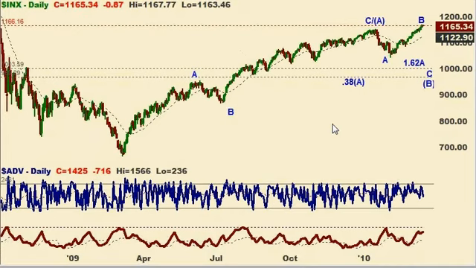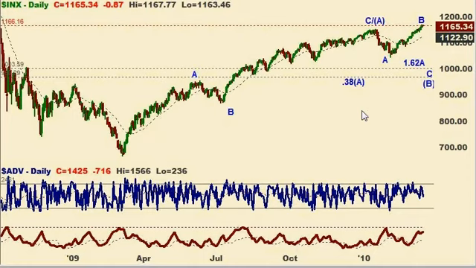And here's the longer view of the cash S&P. Just quickly, again, we've got the ABC down of A. We've got the B wave rally, which I think has terminated or will terminate very shortly. I favor that it's ended, but we'll see. From there, 1.62 times A comes in around 1,004. 38% of the entire rally labeled A comes in around 970.